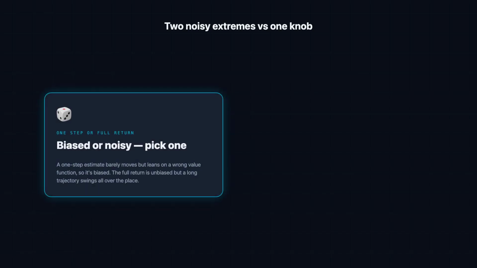So before we build it, here's the fundamental tension GAE is solving. Estimating the advantage forces an awkward choice. Use just one step, the immediate reward plus the next state's value, and your estimate barely moves, but it leans on a value function that's still wrong, so it carries real bias. Use the whole episode's actual return instead, and there's no bias at all, but a single long trajectory is so noisy the estimate swings all over the place. Low variance or low bias, and you feel forced to pick just one.